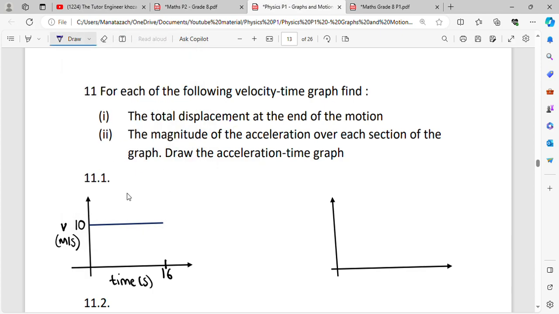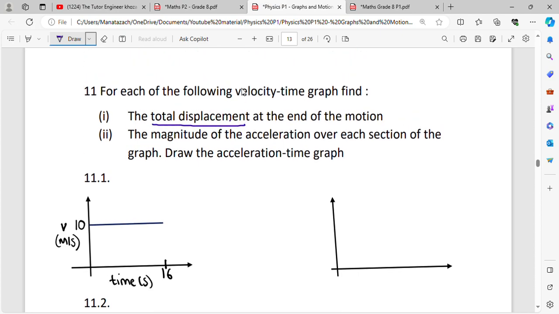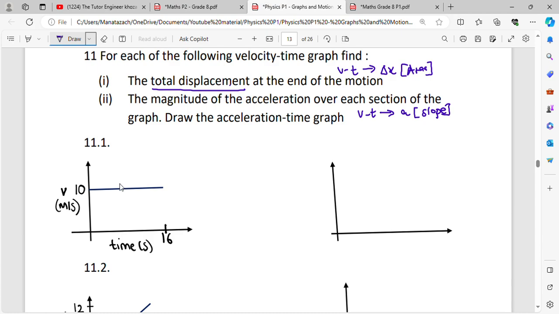Okay, for the first graph, 11.1, we first have to calculate the displacement. Remember, if you are given the velocity time graph and you have to work out the displacement, that means you need to work out the area under the velocity time graph. Whenever you are given the velocity time graph and you have to work out the acceleration, it means you need to deal with the slope of the velocity time graph. So that will be our approach. So let's start with 11.1. Let's work out the displacement.